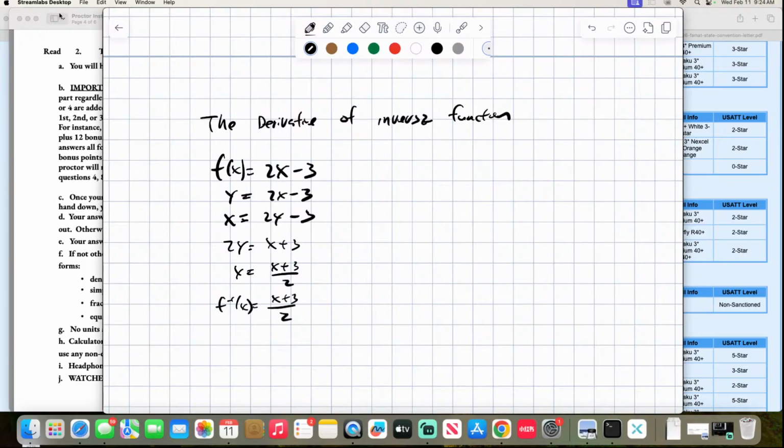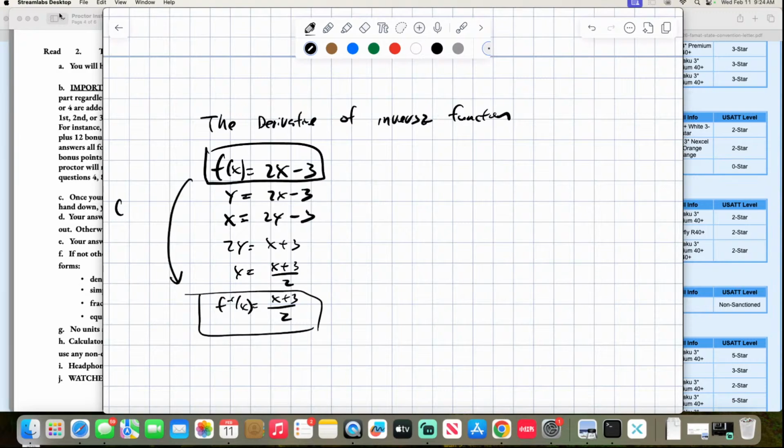Okay? So this is the original function, and there's the inverse function. Now the thing about it is that it has a coordinate swap. It swapped the x and y.